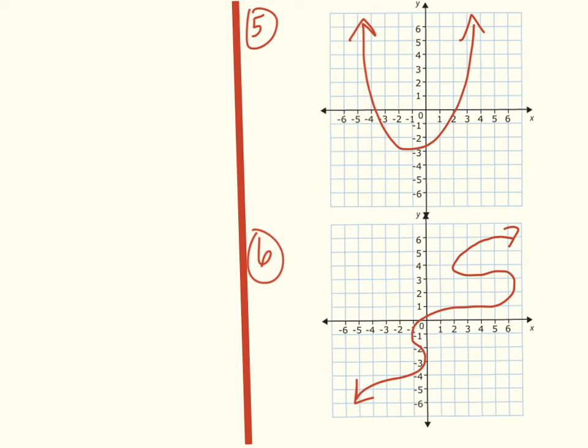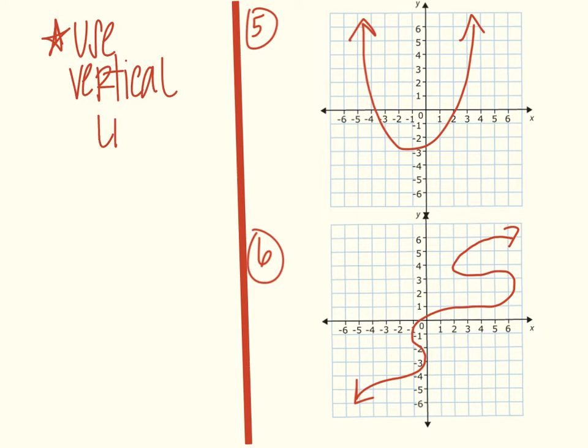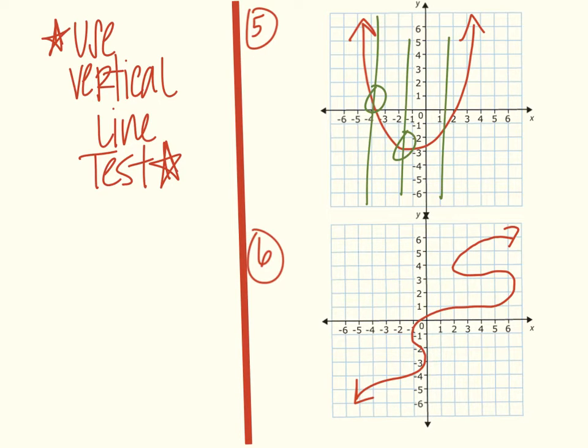Okay, look at examples 5 and 6. This time we're given graphs, so we're going to make a note. Use vertical line test. Remember to do that, we draw vertical lines through every point. So look, number 5, each point that I made, each line that I drew, only crosses once. Therefore, yes, it passes vertical line test.